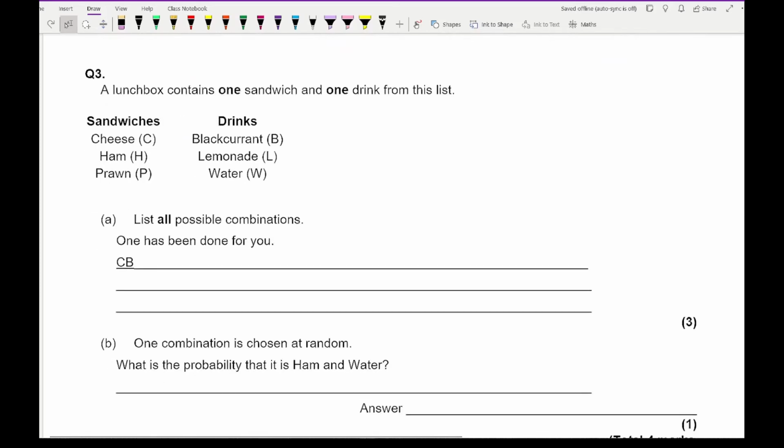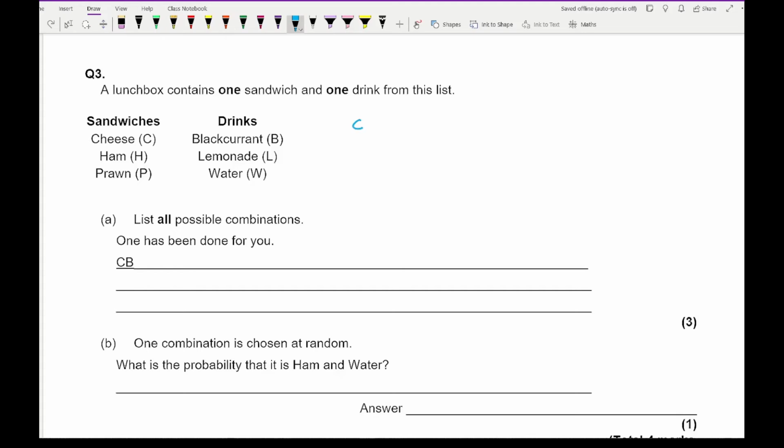Now moving on to question 3, it says that a lunchbox contains 1 sandwich and 1 drink from this list. Question A is asking us to list all the possible combinations that we could have. Obviously we're supposed to write it in this list, but there's no harm as long as I've got some system to it, then that's absolutely fine.